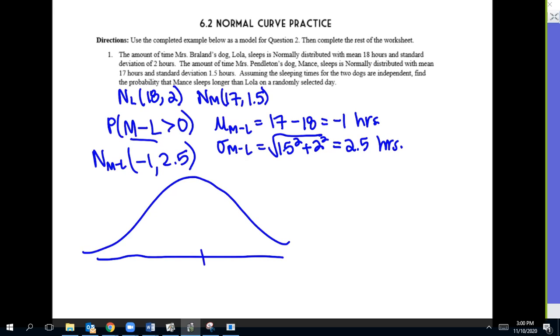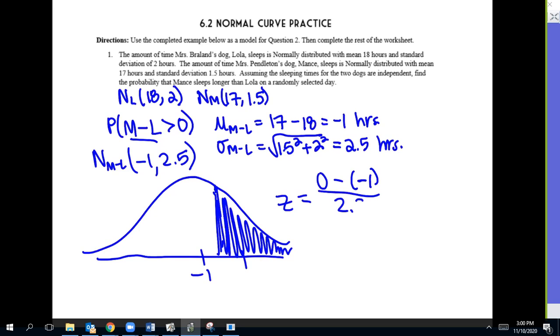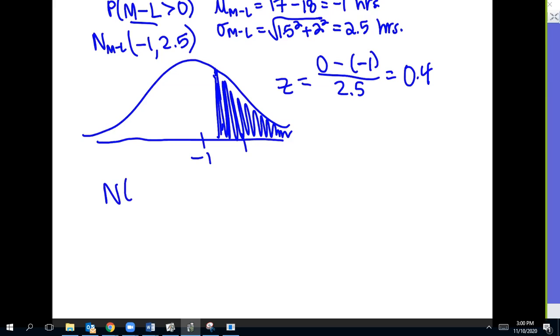Okay, so now it's just a regular old normal curve problem, and so we're going to draw the normal curve. Our mean is -1. I need to find 0, and our standard deviation is 2.5. So to get to 0, I would go up, and it would be right about here. And so I find the z-score. Z equals value minus mean over standard deviation. So I'll just do 0 minus -1 is +1 over 2.5. And I get 0.4. And so remember how we do all this? We have to write capital N, 0, 1 for the z-score, our standardized curve.